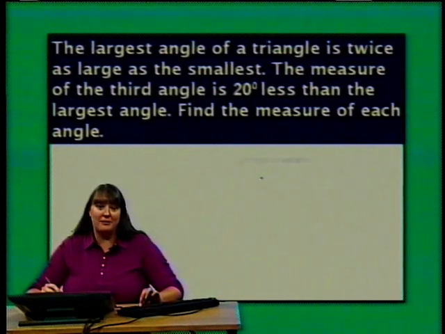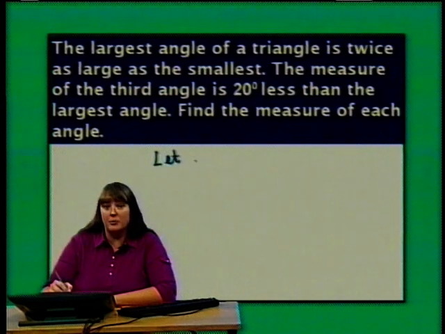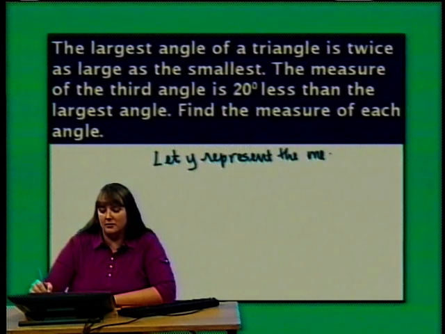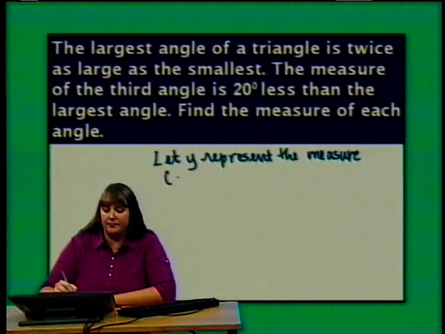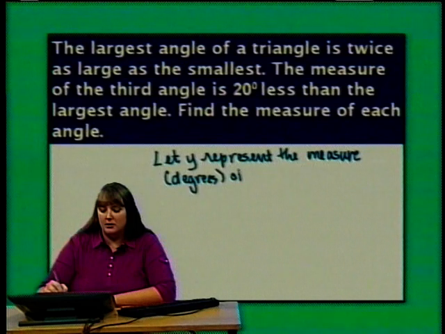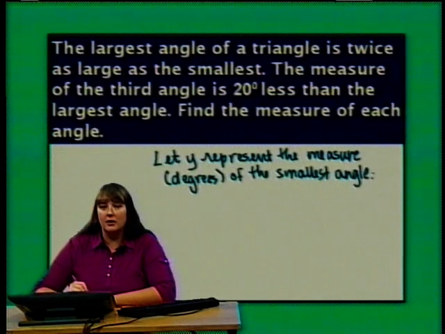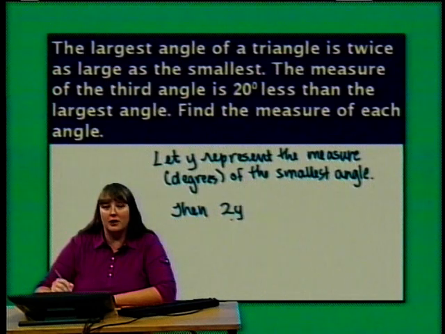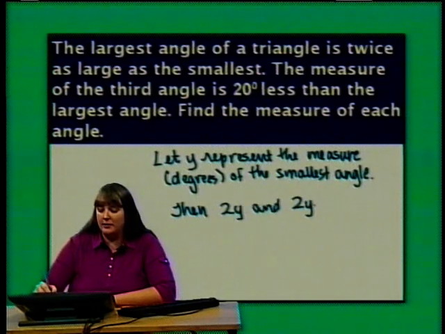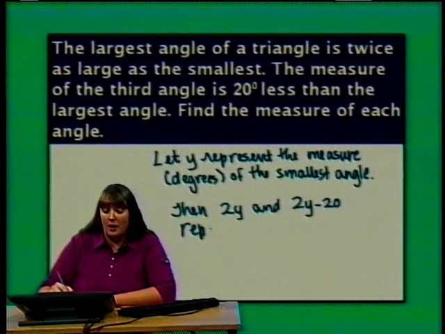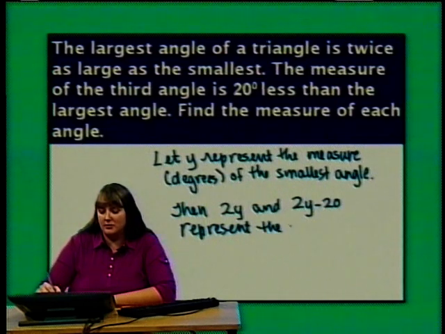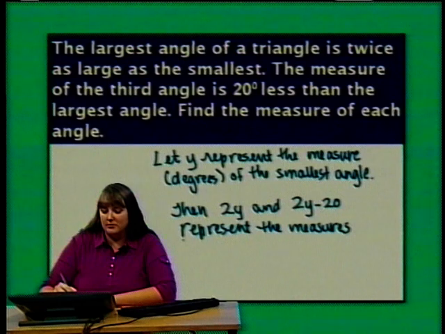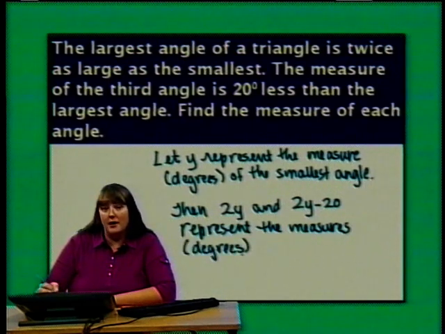Well, now I want to make sure that I define my variables. I drew them on my picture, but I want to have a clear definition. So on my picture, I let y represent the smallest angle. So let y represent the measure in degrees of the smallest angle. Then 2y, our largest angle, and 2y minus 20 represent the measures, also in degrees, of the other two angles of the triangle.